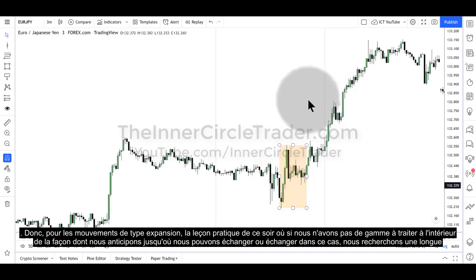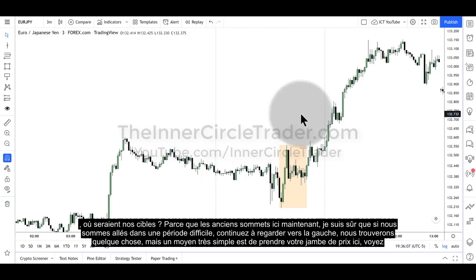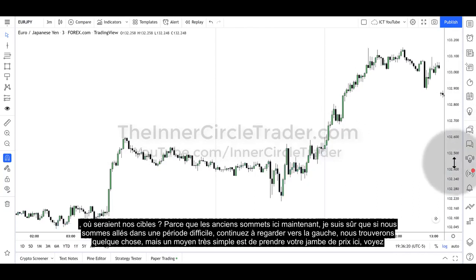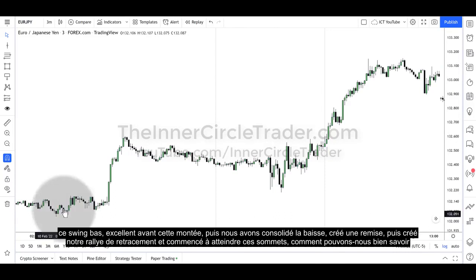In this case, we're looking for a long. Where would our targets be? Because the old high is over here. Now, I'm sure if we went to a higher time frame and kept looking to the left, we'd find something. But a real easy way is to take your price leg over here. See this swing low right prior to this run up? Then we consolidated, dropped down, created a discount, and then created our retracement rally and started to run up into these highs. How can we know?